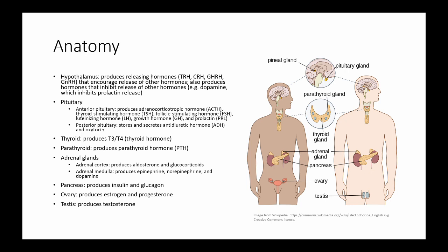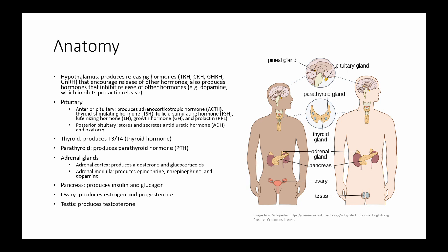There are many organs and structures involved in the endocrine system. This is a brief review of some of them. The hypothalamus produces various releasing hormones, including TRH, CRH, GHRH, and GnRH, which encourage release of other hormones. The hypothalamus also produces hormones that inhibit the release of other hormones, for example, dopamine, which inhibits prolactin release.